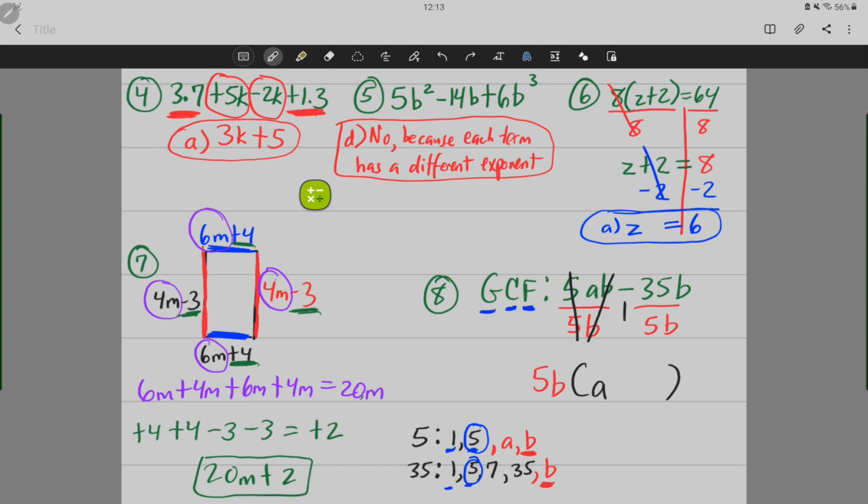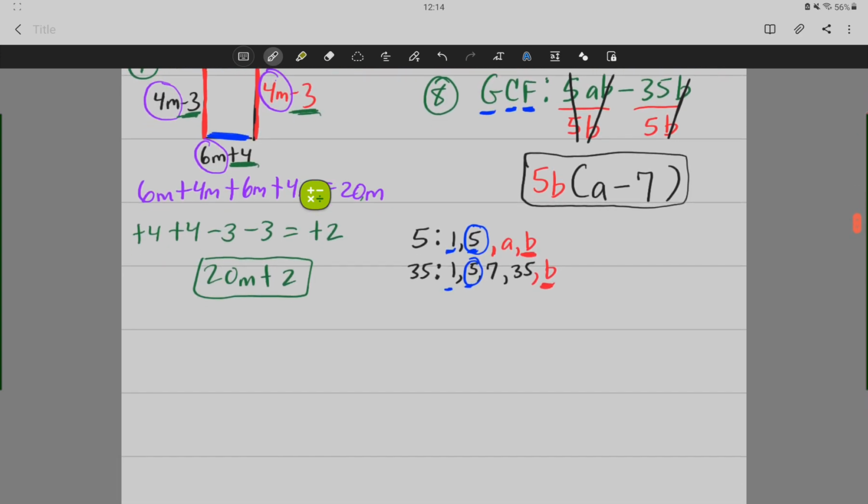Next, I see a subtraction symbol, so I just bring that down. And now I just divide on the right side. 35 divided by 5 is 7. B divided by itself, b, is 1, so we can just cancel that. And now we're done. We've finished factoring. So 5b times a minus 7.